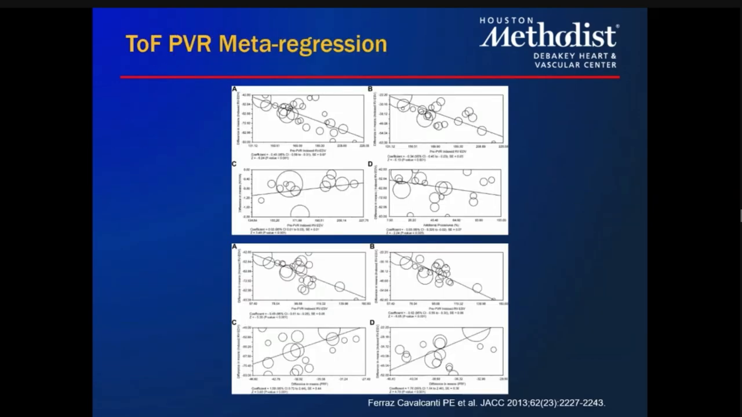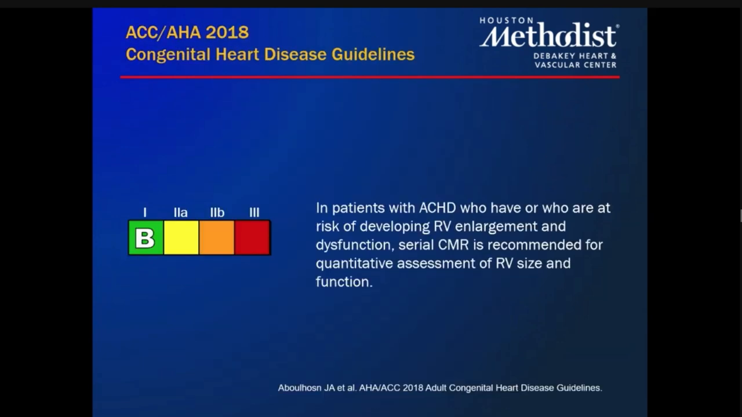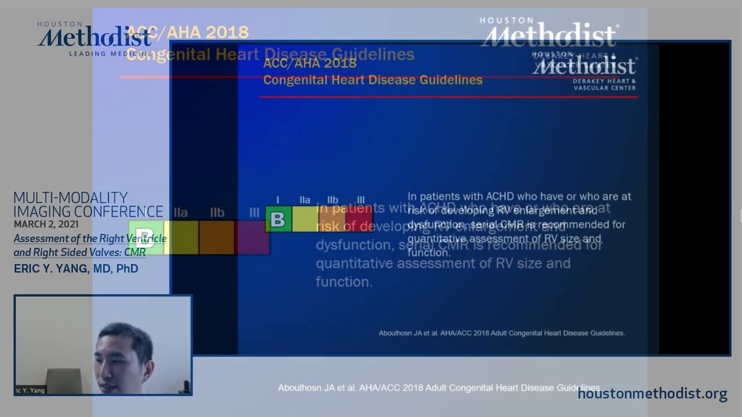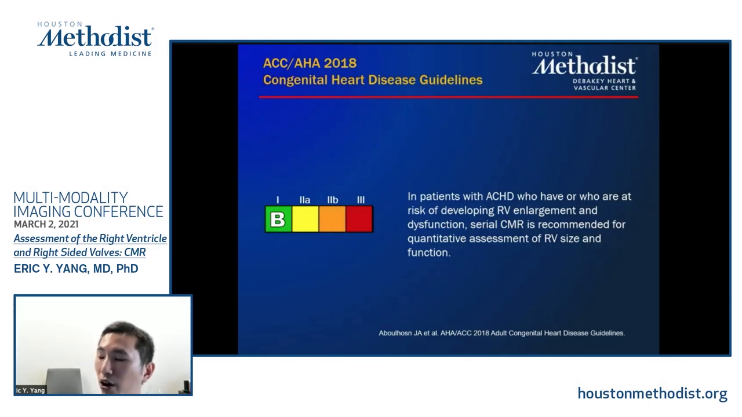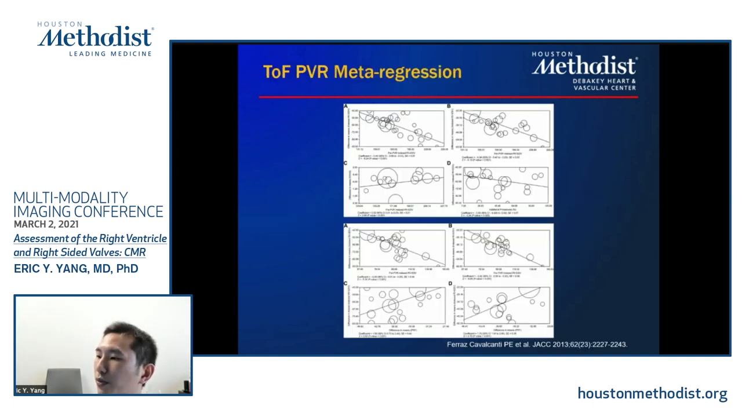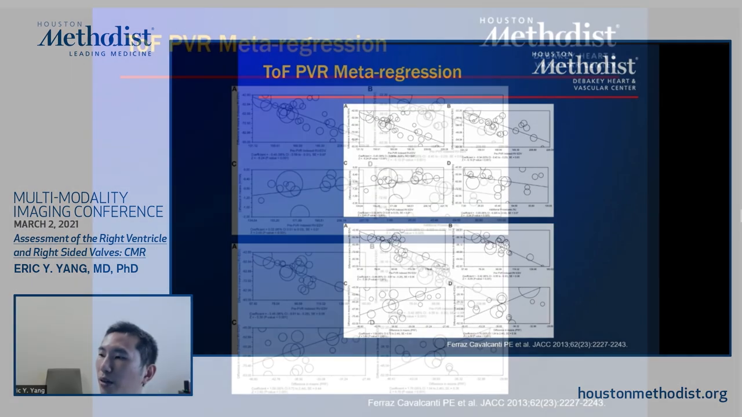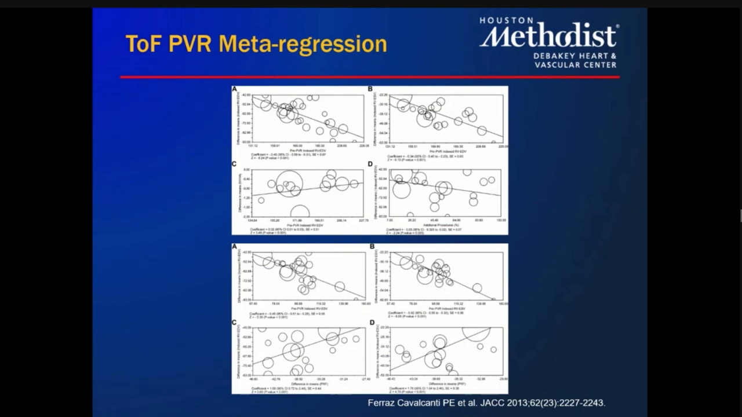So I won't belabor this, other than to say yes, as I mentioned before, the congenital heart guidelines from ACHA do recommend serial CMR in patients with their RVs affected. There has been a meta-regression analysis done to look at the impact of RV dilatation and issues and its effect on survival, et cetera. Okay, but I won't belabor this.